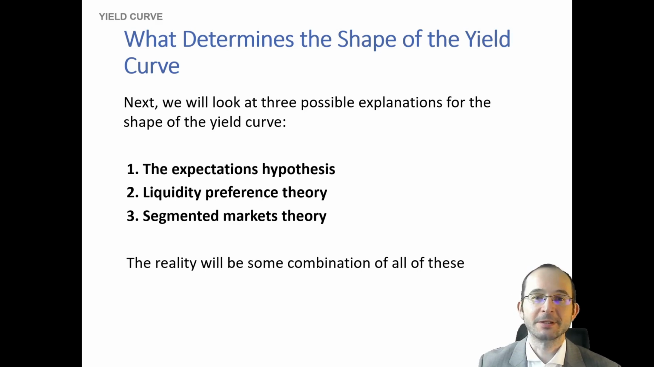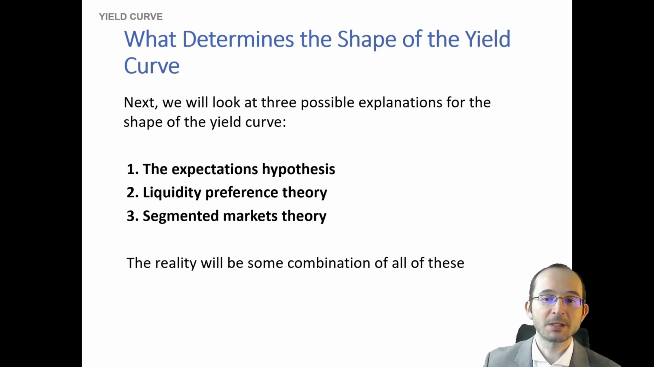The first is an expectations hypothesis. In other words, people simply look at the term structure of interest rates. They sort of back out, analogous to what we did in our example with forward rates, what the implied future interest rates will be.